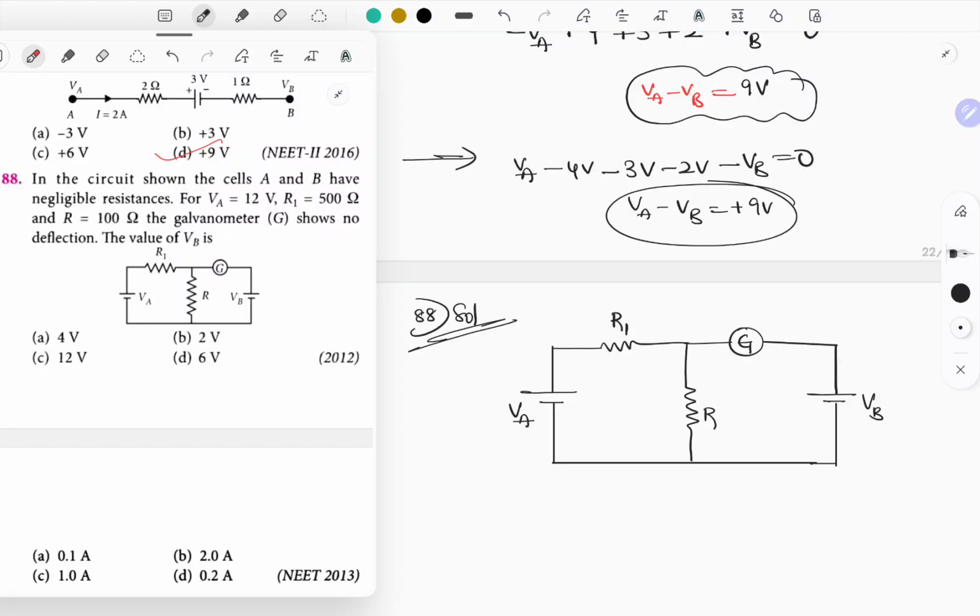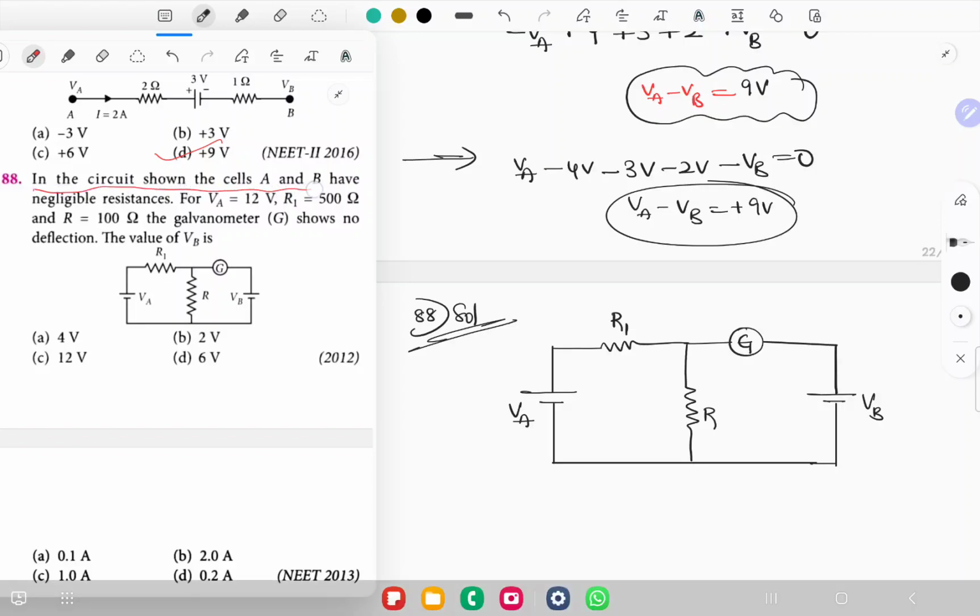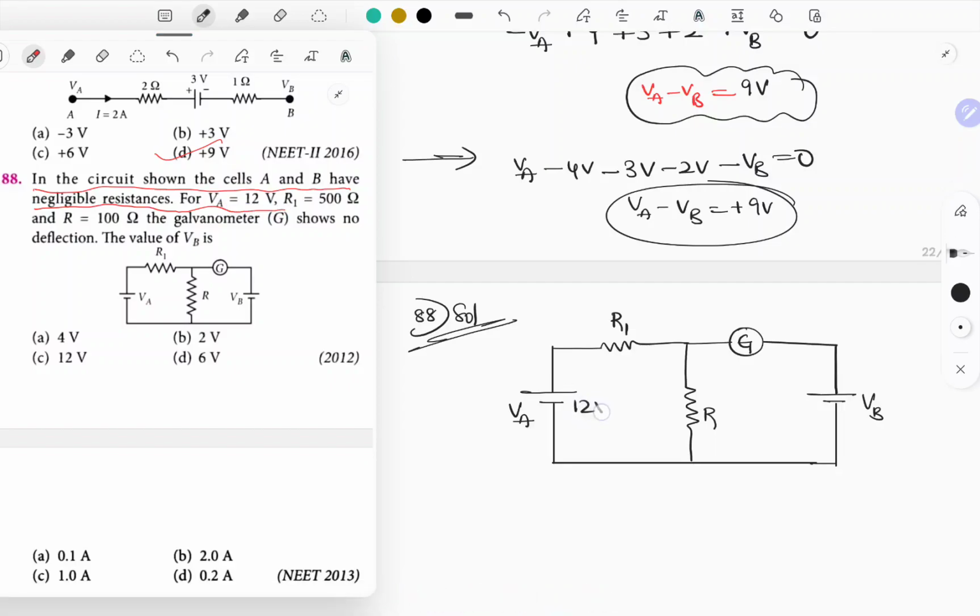Let's solve the next question. Question number 88. In the circuit shown, the cells A and B have negligible resistance. For VA is equal to 12 volts. This is 12 volts. VB, did they mention? No, they didn't give any information. What's R1? R1 is 500 ohm and R is 100 ohm. Okay.